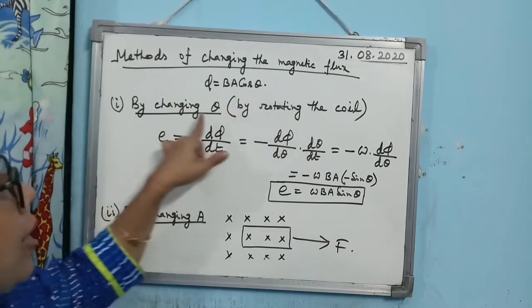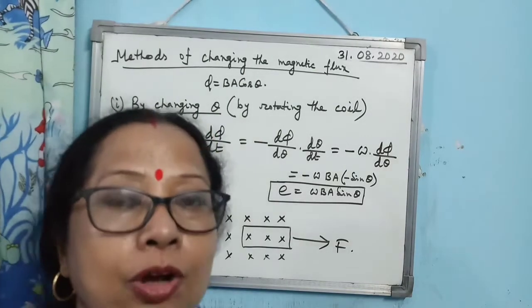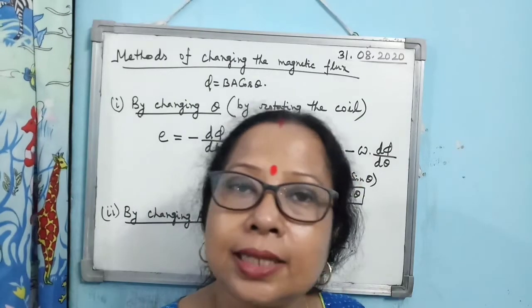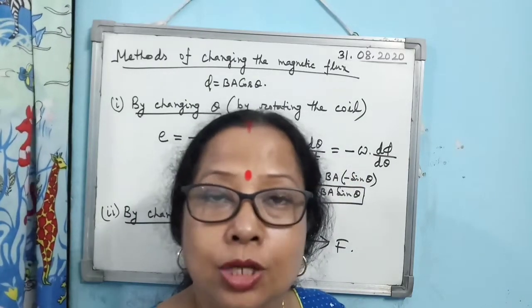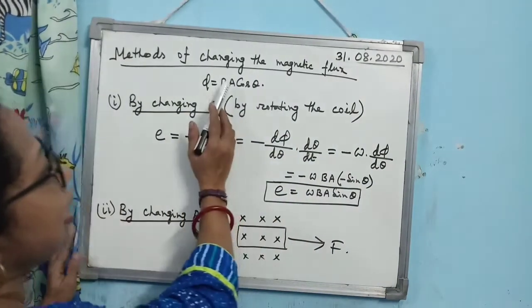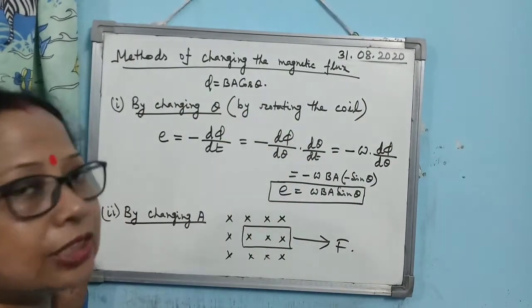So how can you change theta? By rotating the coil. In which case have we done that? Can you remember? In the alternating current generator, which you already studied in 10th standard. So when you are rotating the coil, what will happen? The angle theta between B and the area vector will change.